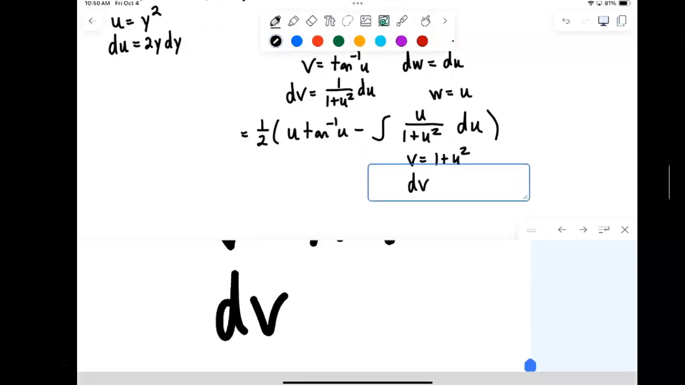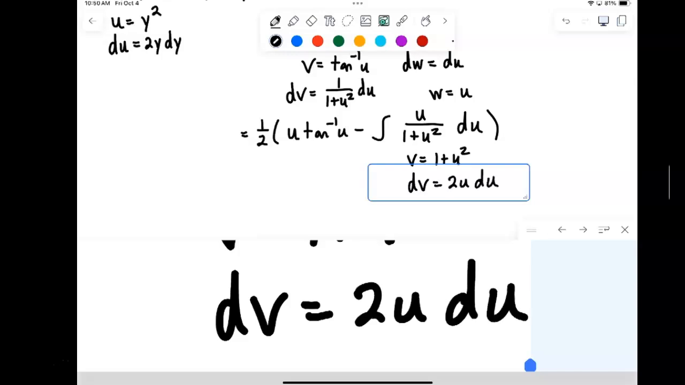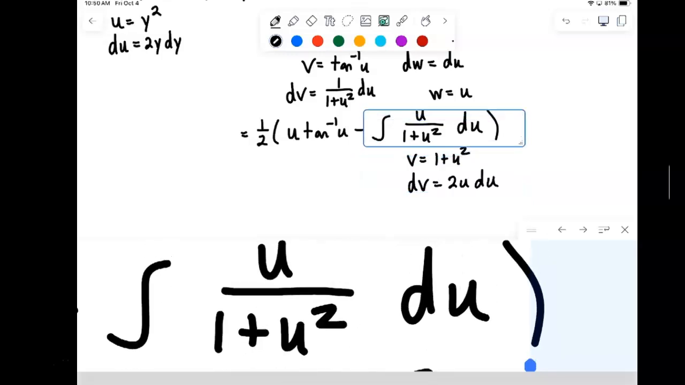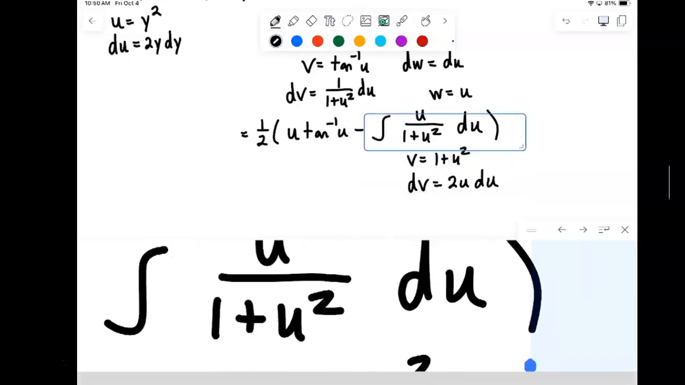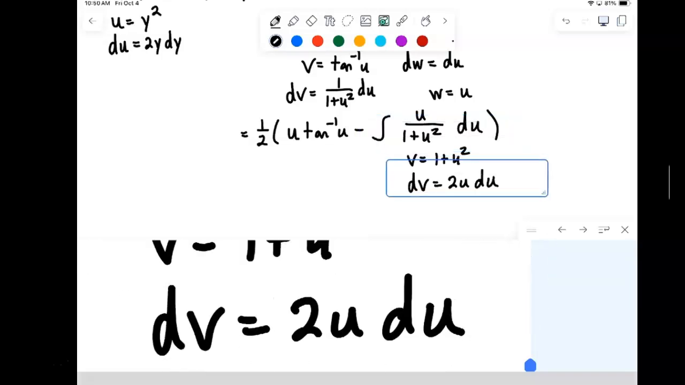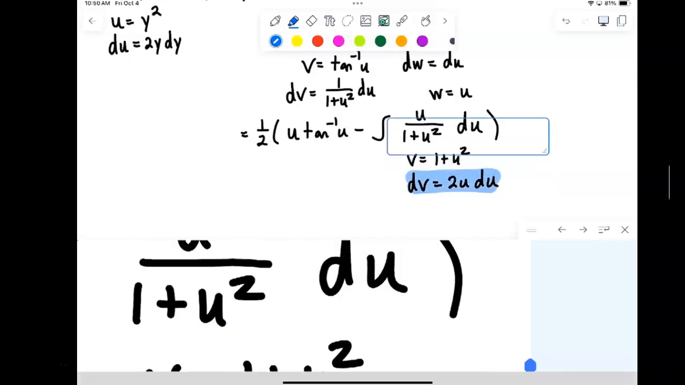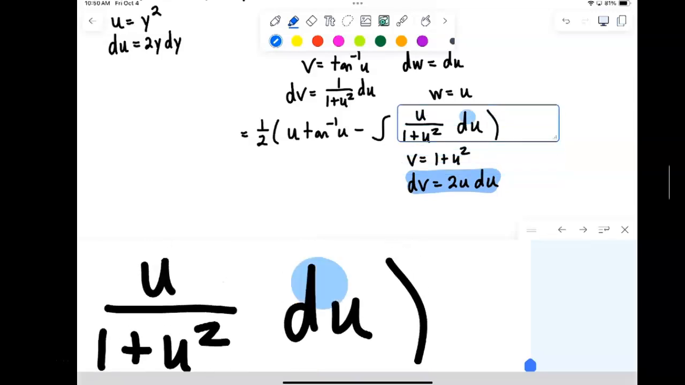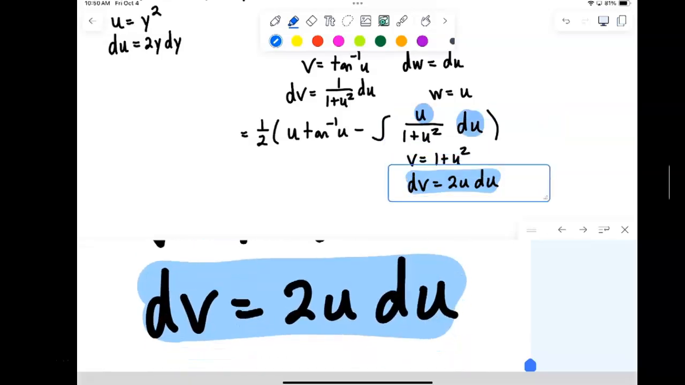And then dv is going to tell me, hey, you need to give me a 2u to go with your du. If you give that to me, then this will just become the integral of 1 over v. Well, we're almost there. We almost have what we need. We have a u and a du. We're just missing the 2.